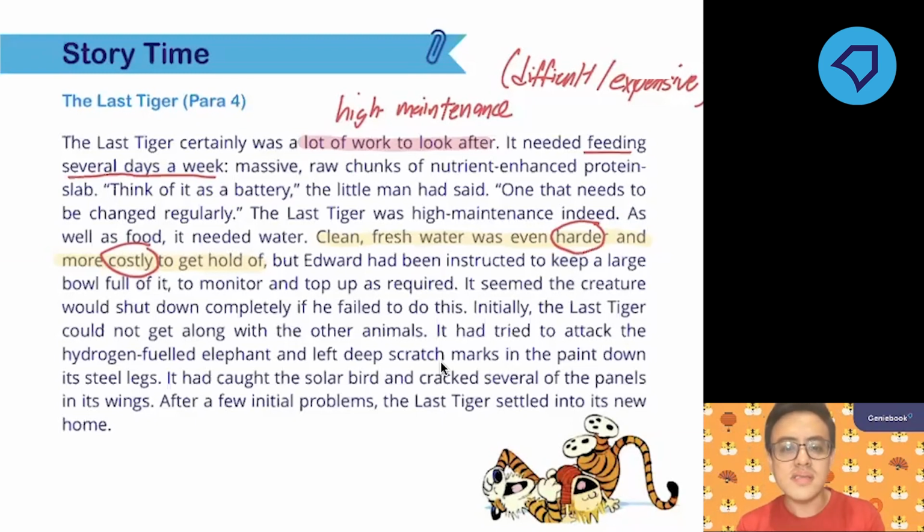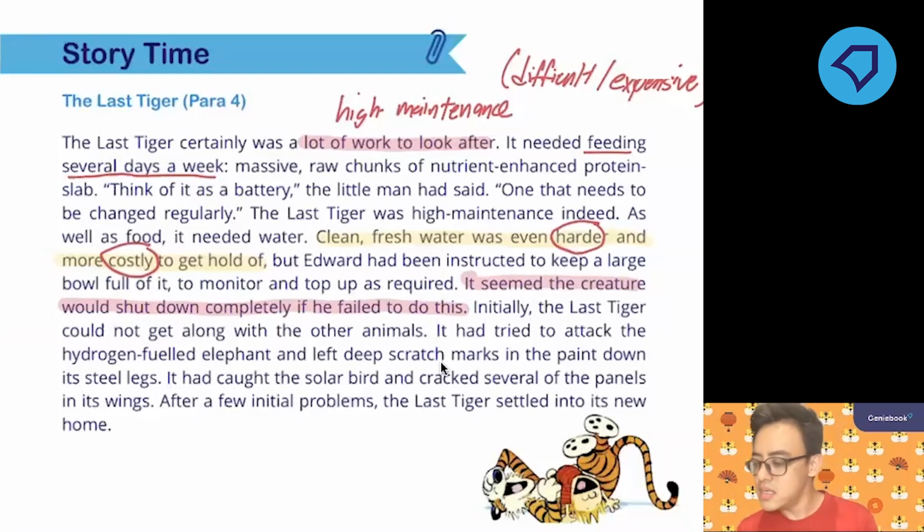Okay, so it seemed as though, hold on, but Edward had been instructed to keep a large bowl full of it, so the water is expensive for him. To monitor and to top up as required, it seemed the creature would shut down completely if he failed to do so. So if he didn't feed the creature water regularly, the creature would shut down. Dangerous. Completely. It might never work again if he doesn't feed it water.